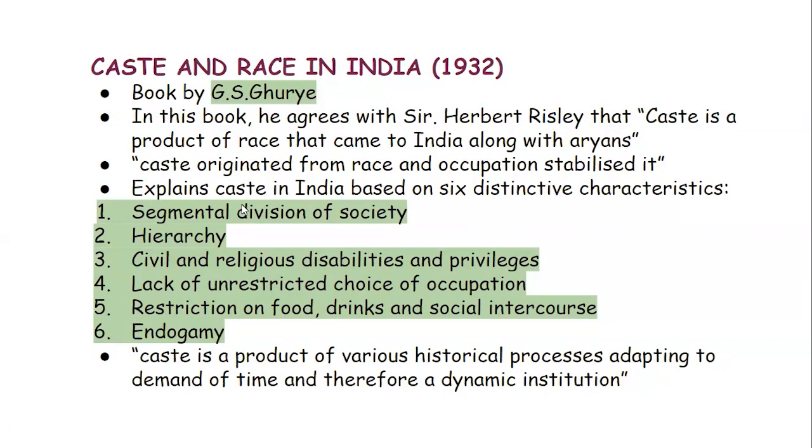So Ghure explained caste based on these 6 factors. According to Ghure, caste is a product of various historical processes adapting to the demand of time and therefore a dynamic institution, which simply means caste is not static. It changes according to time. Caste adapts to the changing times, and it also changes. It is not static.